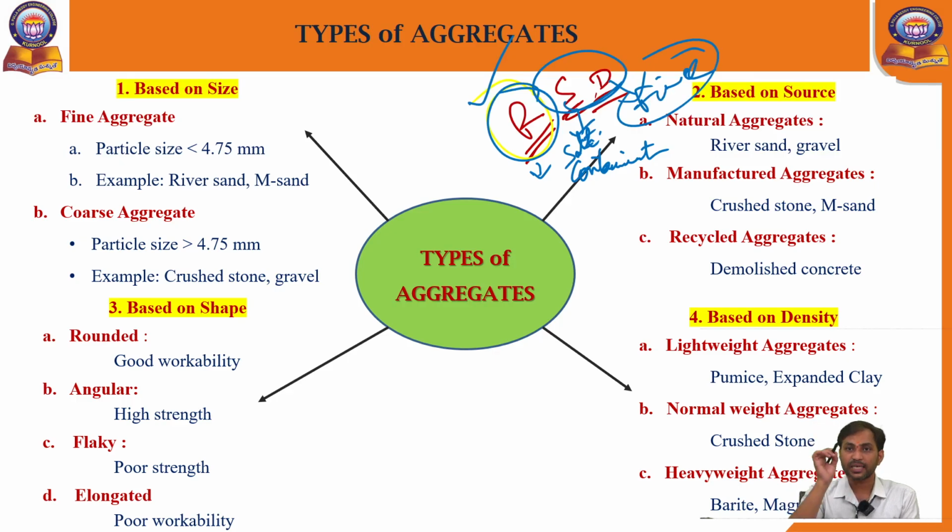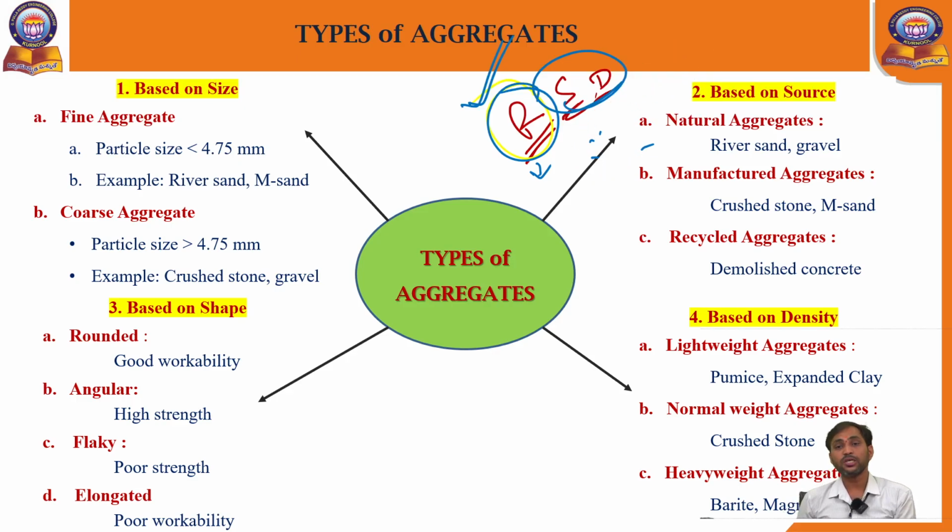So for the construction purpose, whatever it may be, river sand is taken. Again, from this sand there are three types: coarse sand, medium sand, and fine sand. Okay, done. So the classification based on the sources has three sources. One is natural aggregates. Second, manufactured aggregates. Third, recycled aggregates.